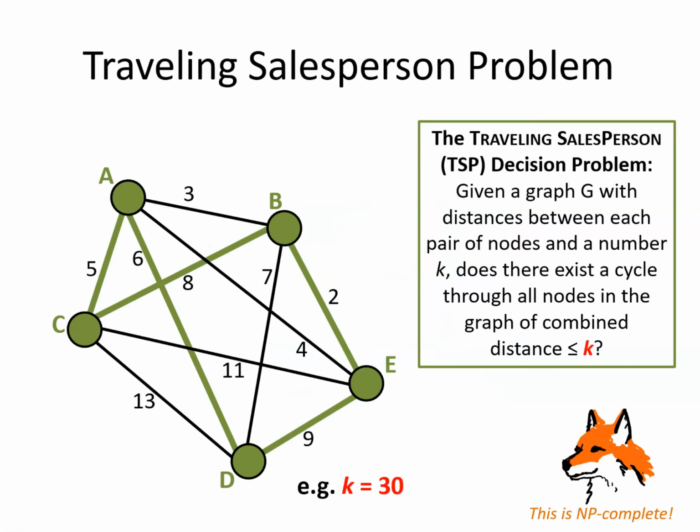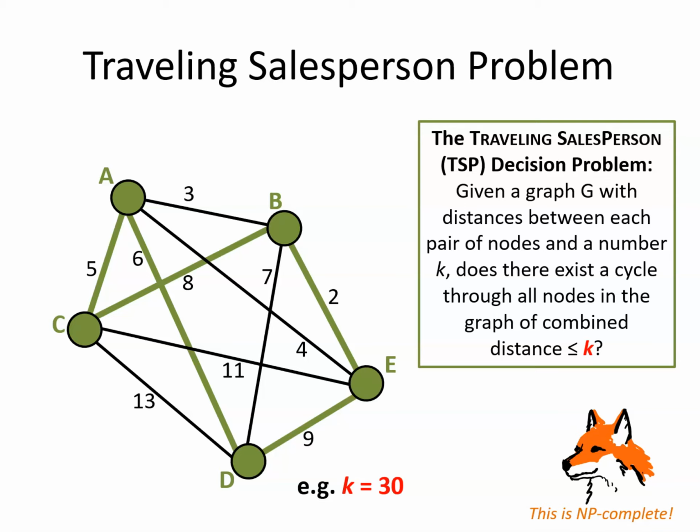problem. Given some graph G that's complete, that is, every single possible pair of vertices has an edge between them, and distances along each of these edges, as well as some number k, does there exist a cycle through all nodes or vertices in our graph of combined distance less than or equal to k? So for instance, we could set k to 30, and then ask ourselves whether it's possible to find some cycle or tour of the graph, such that all of the edges when added together from this tour will have a combined distance of less than or equal to 30.